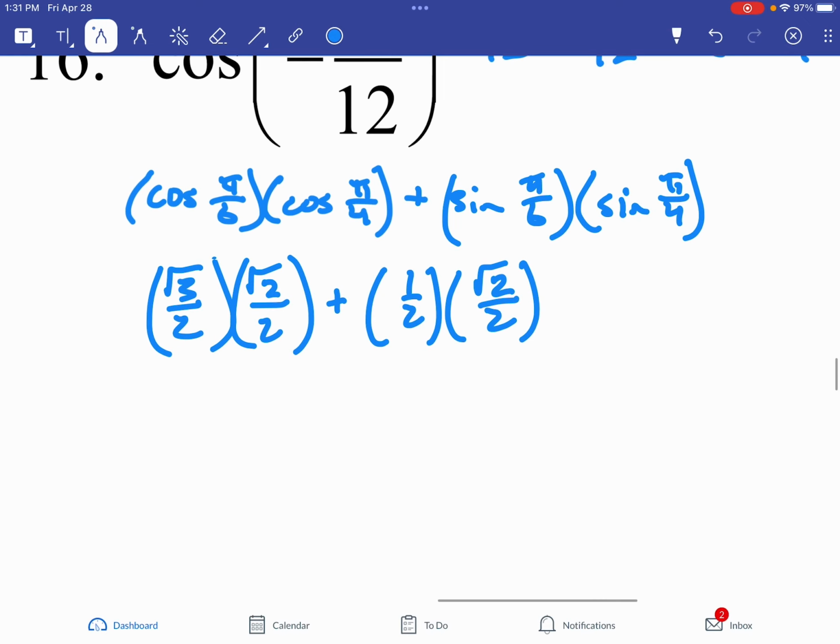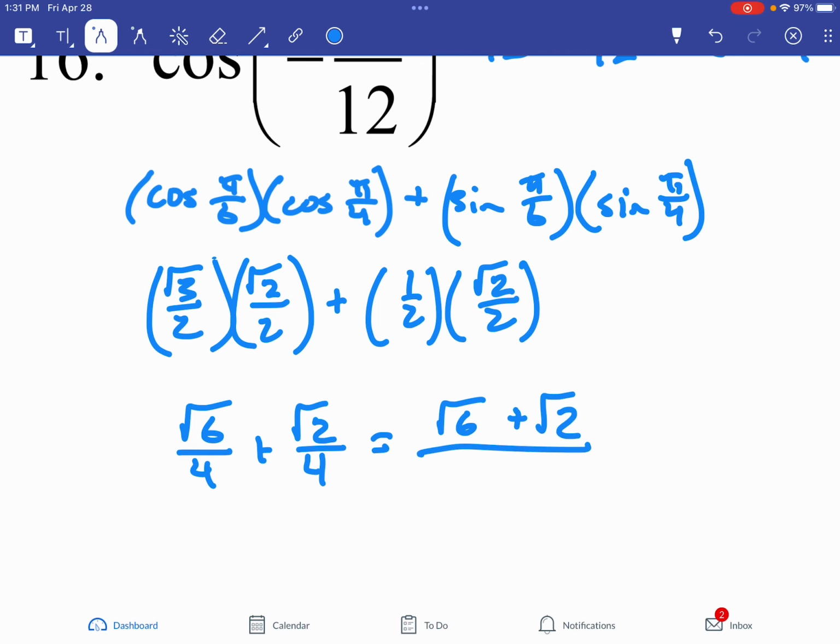If I multiply these numbers together, I get square root of 6 on the top and 4 on the bottom. Square root of 2 on the top, 4 on the bottom. Since they have common denominators, root 6 plus root 2 over 4.